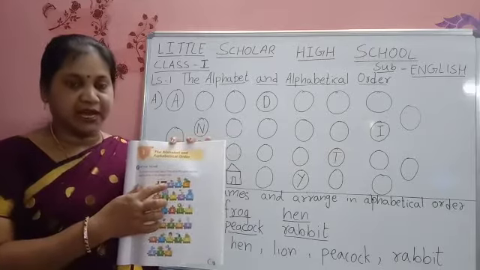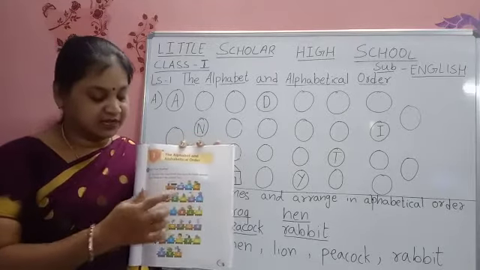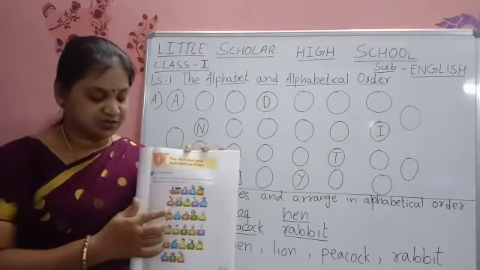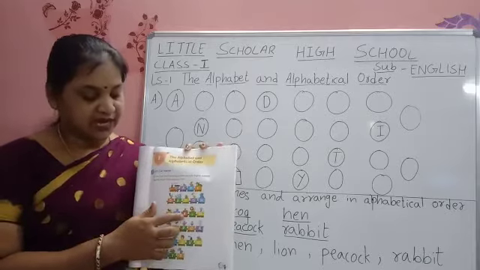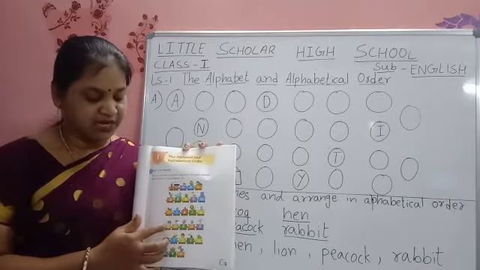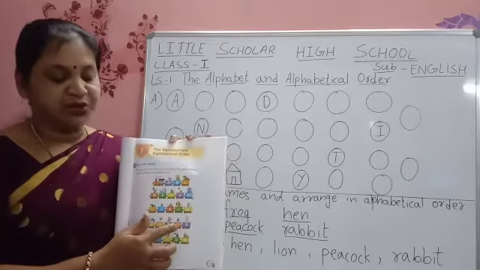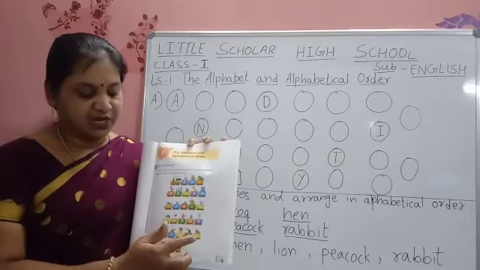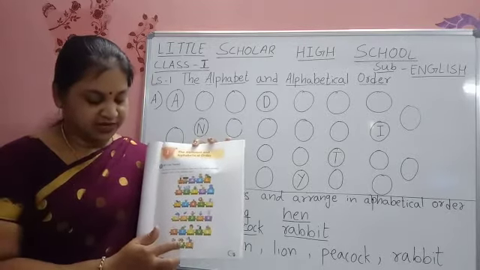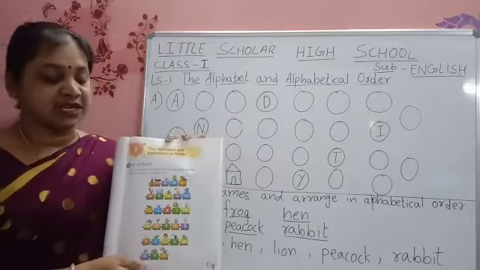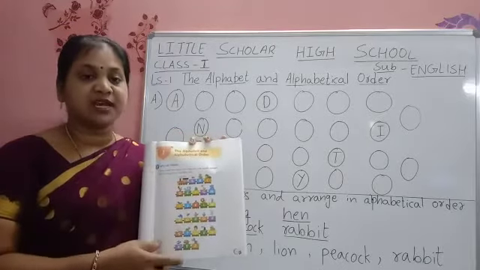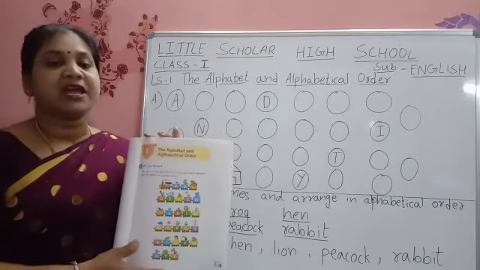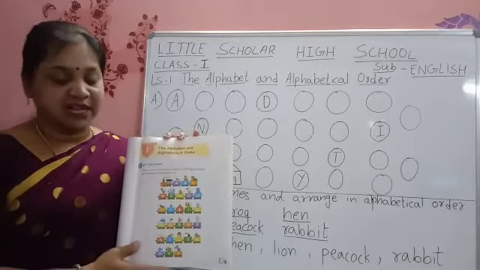Come on, read. A, B, C, D, E, F, G, H, I, J, K, L, M, N, O, P, Q, R, S, T, U, V, W, X, Y, Z. So this is the alphabetical train. They ask you to read these letters of the alphabet. Is it clear, children? Now tell me, how many letters are there in the English alphabet? Yes, we have 26 letters.